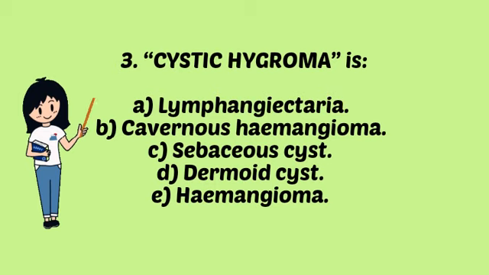Cystic hygroma is multiple local cystic masses lined by endothelial cells, caused by sequestration of the jugular lymph sac from the lymphatic system, and filled with clear lymph. It is associated with Turner syndrome.